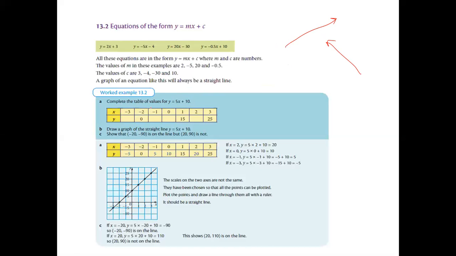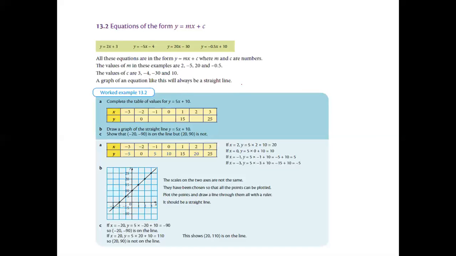Complete the table of values for, first of all, we need to describe our equation. y = 5x + 10, okay? And there we have some values of x, and we need to find the values of y. In the first case, if x is equal to minus 3, what is the value of y? Our equation is y = 5x + 10. How can you find it?